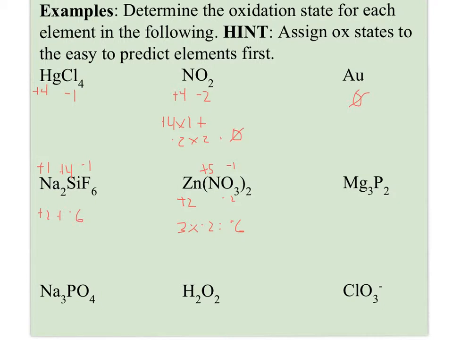Magnesium and phosphorus. Magnesium has to be a +2. If I have 3 of them for a total of +6, that means my 2 phosphorus each have to be a -3.